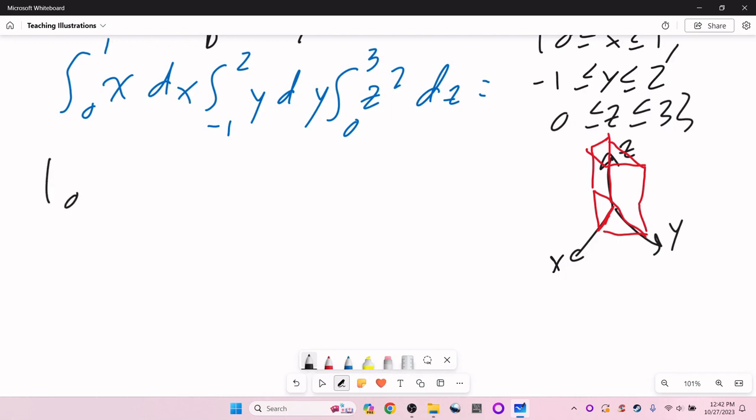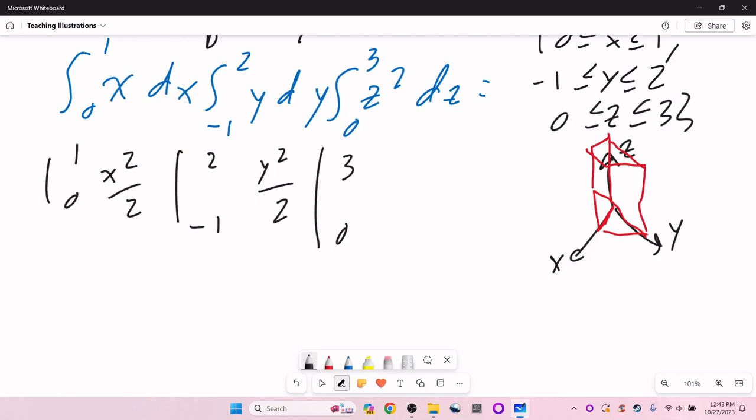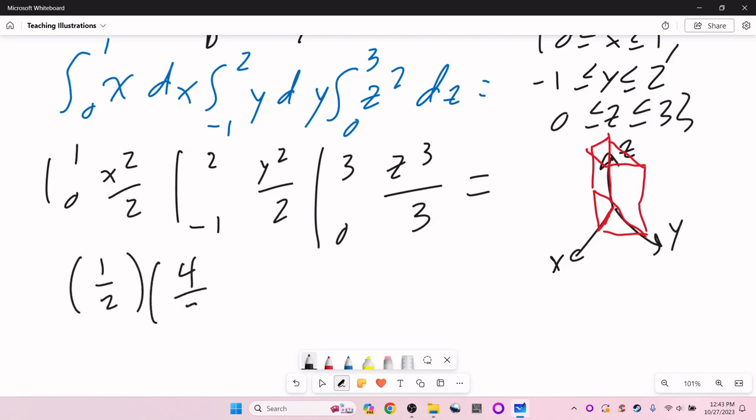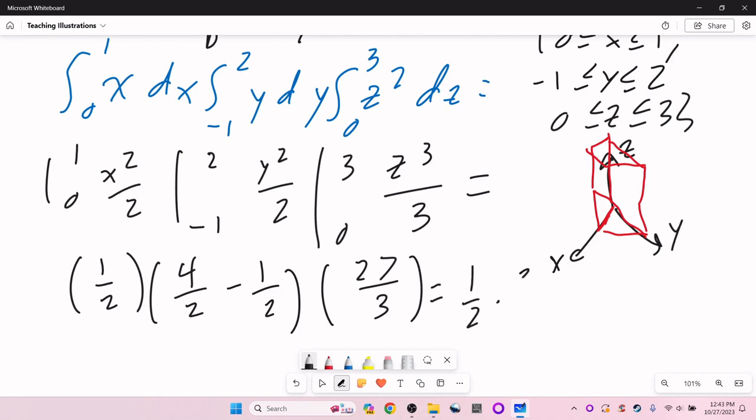This equals the integral from 0 to 1 of x squared over 2, times the integral from negative 1 to 2 of y squared over 2, times the integral from 0 to 3 of z cubed over 3, which is 1 half times 4 over 2 minus 1 over 2 times 27 over 3, which is 1 half times 3 halves times 9 over 1, which is 27 over 4. So, that's the basic kind. Let's clear this page and do a few more.